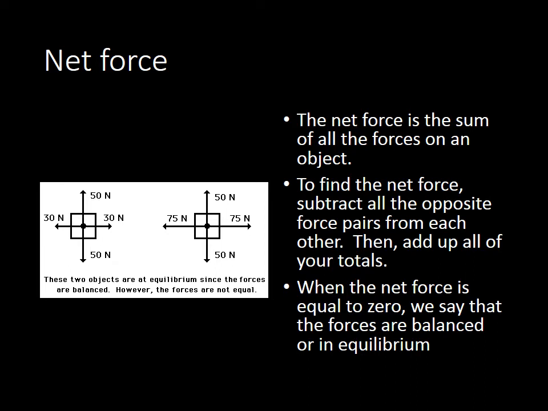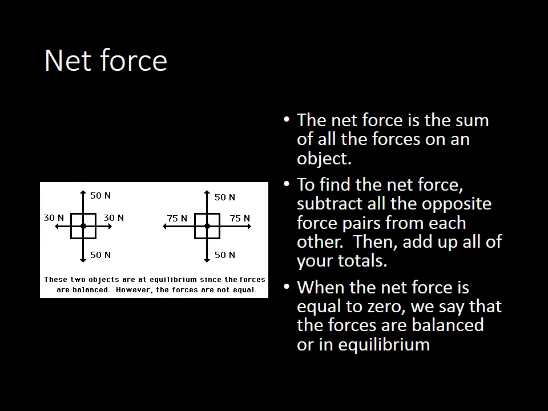If you take the two vertical forces and subtract them from each other, 50 minus 50, you get 0. Then you take the right and left forces and subtract them, 30 minus 30, you also get 0. We sum those up, 0 plus 0 is still 0. And we know that the net force on this object is 0.